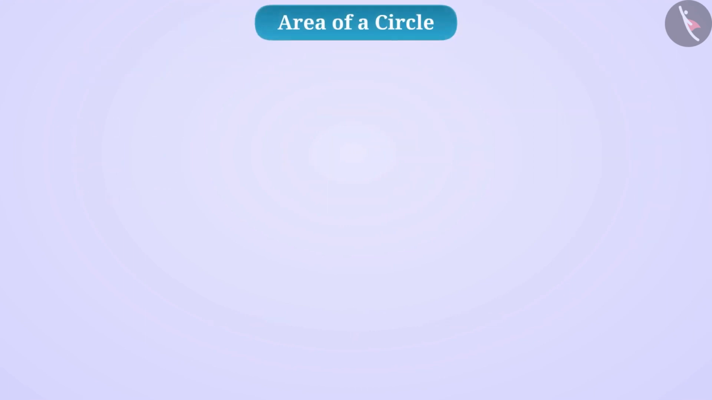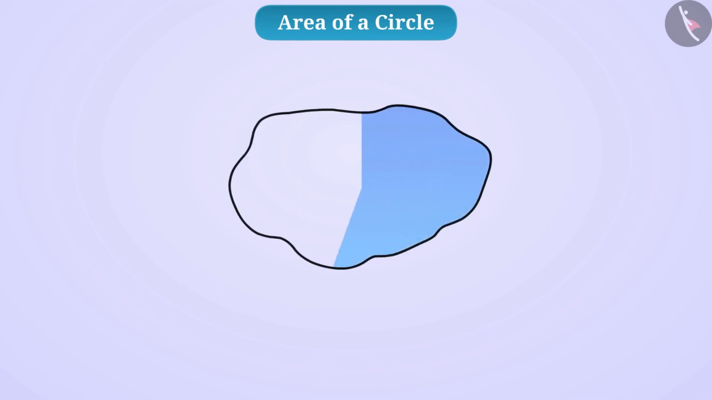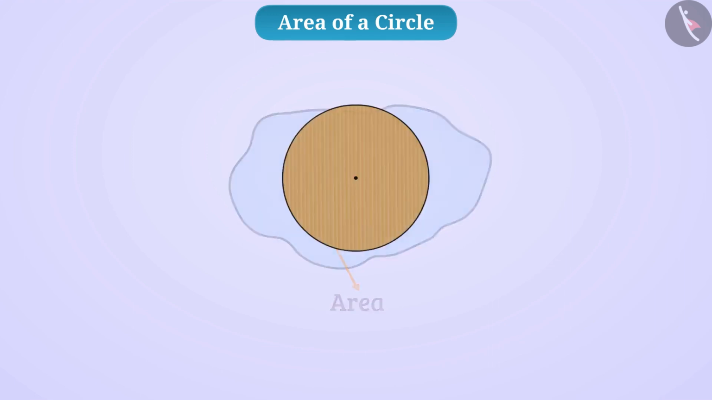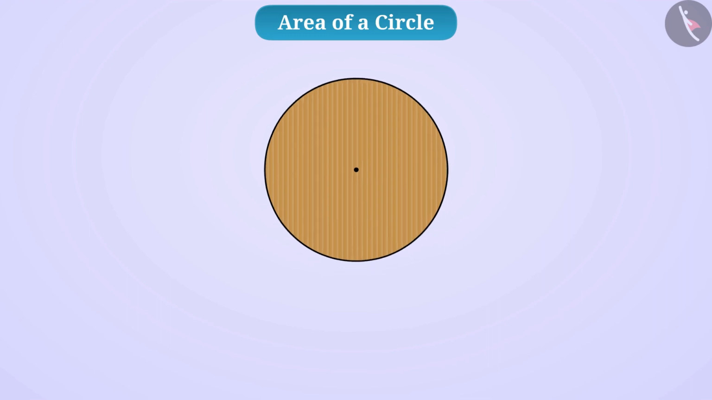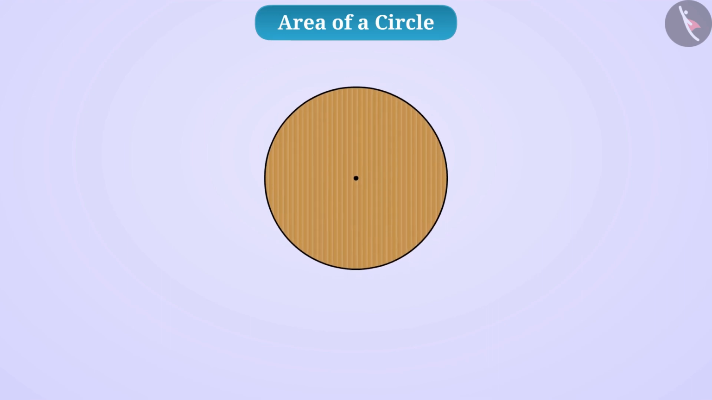Now, let's talk about the area of a circle. We know that the surface enclosed by a plane closed figure is called its area. Let us find the area of this circle by an activity. Suppose we have taken a circle of cardboard. We will consider its radius as r.